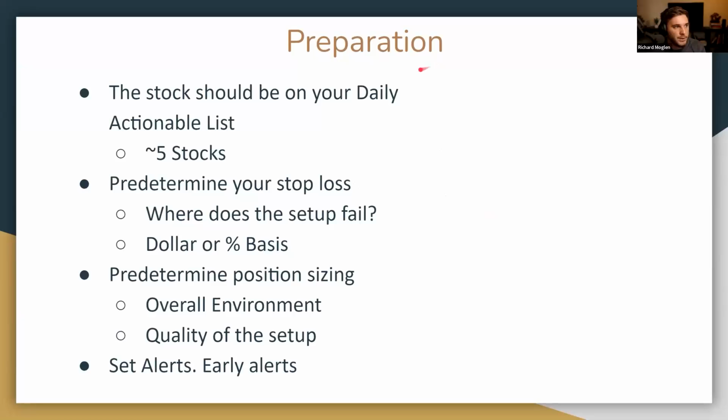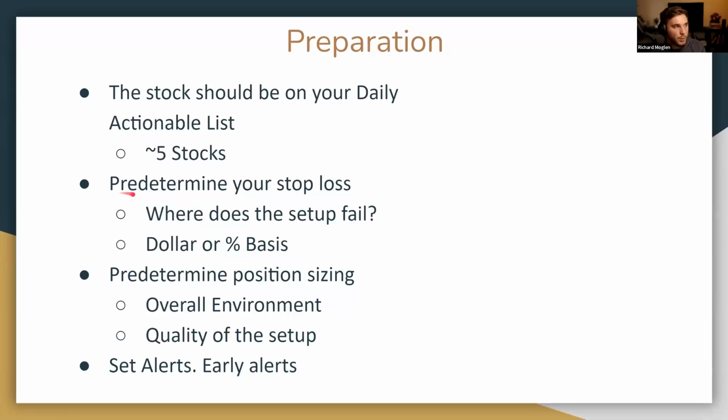First, it's really important that, as I mentioned before, you prepare adequately. So the stock that you're trading should be on your daily actionable list. I like to have about 5 stocks on this list, so I keep it very simple. And even 3 is better. I used to have about 10 stocks on this list, and I found that it was too much to keep track of, too many alerts going off, and I was distracted, and I ended up not executing well on any of them. So under 5 stocks is preferred, in my opinion.